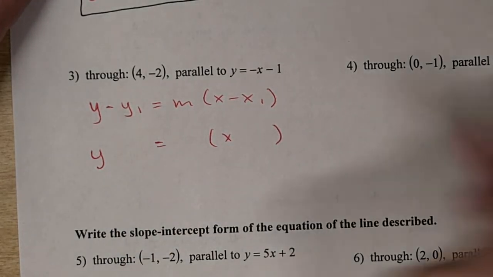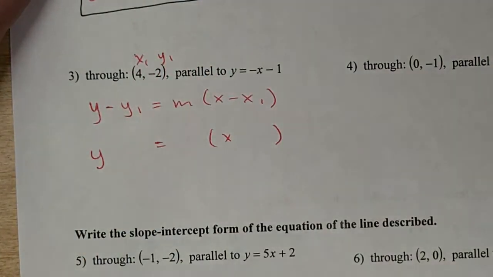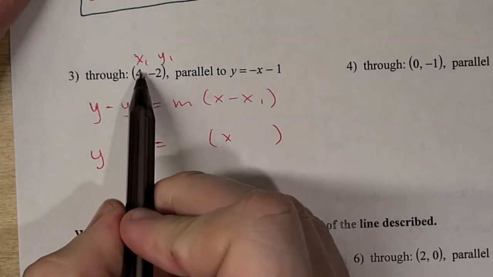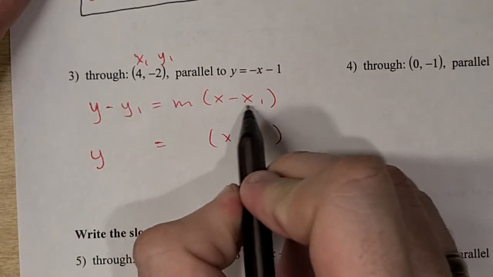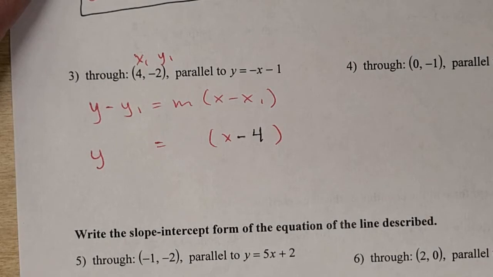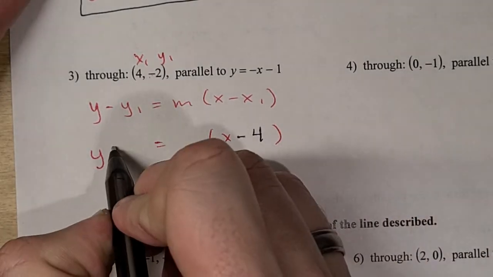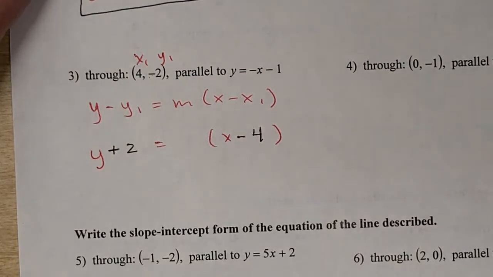All right, so I still have a point. I still have my x1 and my y1, and I can plug those in right now. x1 is 4, so the opposite of x1 would be a -4. Now y1 is a -2. The opposite of a -2 is a +2. So put those in pretty quick, pretty simple.